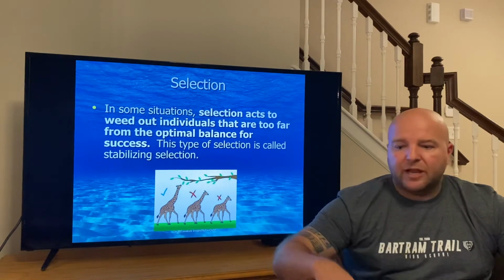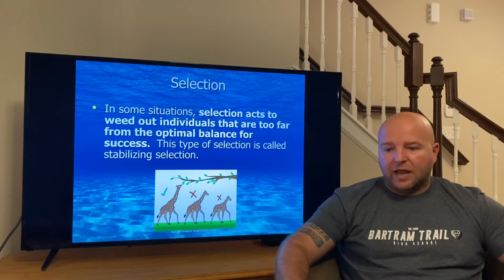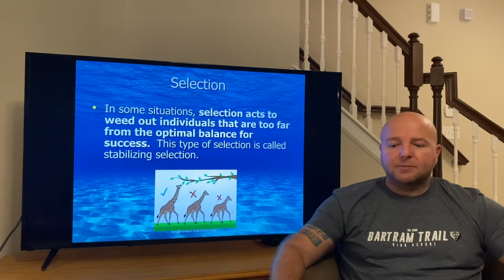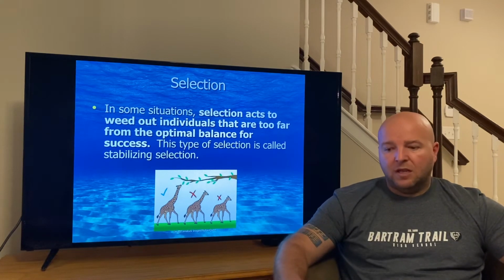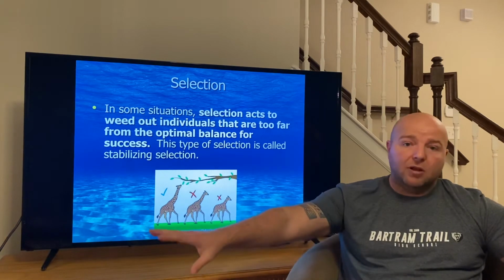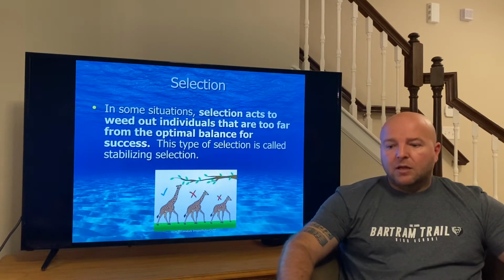Now we'll take a look at selection. So in some situations, selection is going to act to weed out individuals that are too far from the optimal balance for success. We're not going to talk about this a lot right now because it is a bigger part of what we talk about in Unit 7. It is going to come up again.